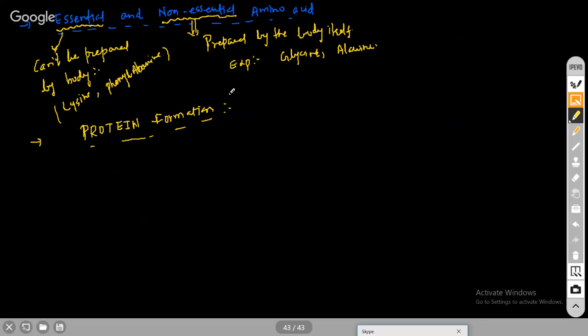Write down into this. It is formed by joining the carboxyl group of one amino acid to the alpha amino group of another amino acid.